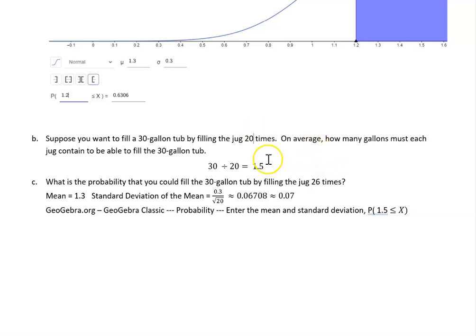Okay, so then I'm going to find out what my standard deviation of the mean is when I have 20 jugs and not just one jug. So I keep my mean the same, take my standard deviation, which was 0.3, and divide by the square root of 20, and that gives me a new standard deviation to use. And because I want each one of those to be at least 1.5, I'm going to have to put 1.5 in there where I put 1.1 before. I'm going to follow the same steps to get there.